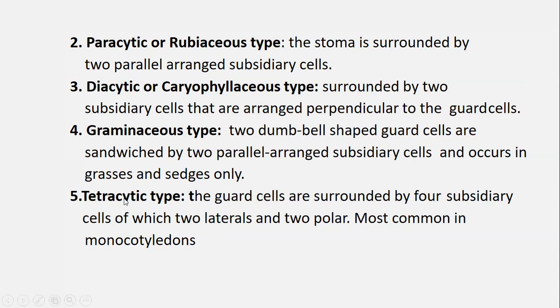Whereas tetracytic type of stomata, where 4 subsidiary cells are surrounding the guard cells, of which 2 are lateral and 2 are polar in orientation. And this type of stomata is very common in monocots.